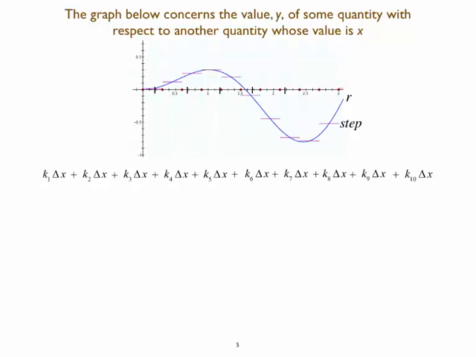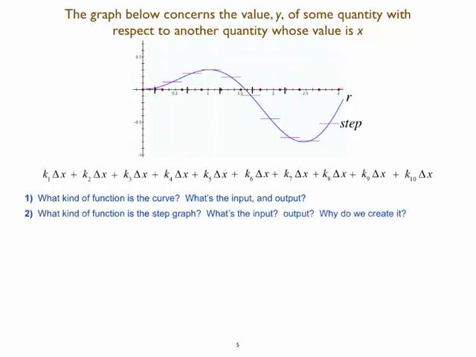Okay, so I've got some review questions for you here. This graph below concerns the value of y of some quantity with respect to another quantity whose value is x. The blue graph is r, the pink graph is step. In your homework, you looked at a variation on left called mid of x. The mid function takes the actual rate at the middle of each interval and makes that the constant rate for the whole interval. So that's what you're looking at here.